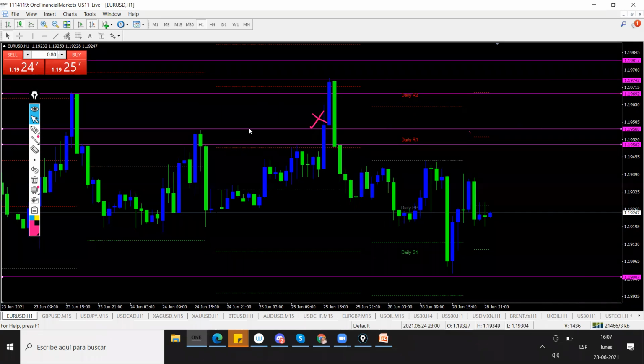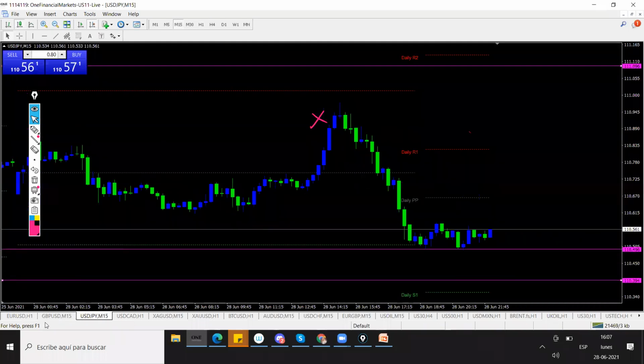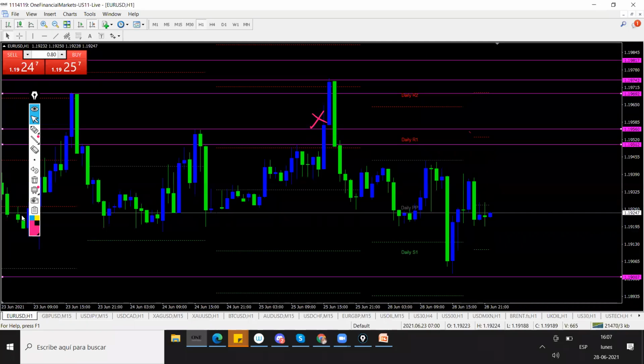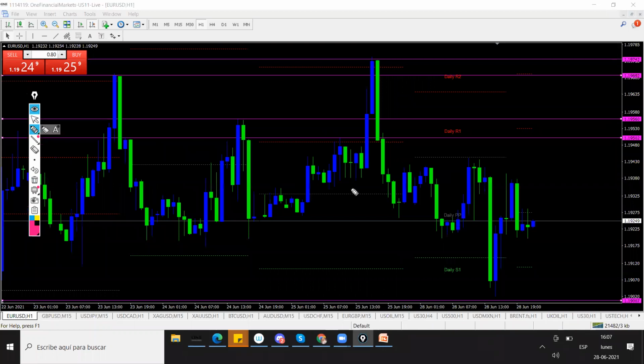I want to make sure I'm getting the premise of the equilibrium price correctly. Is it that when price moves above it, there are buyers above that price, and when it goes below it, there are sellers below that price? Or that when we go above it, there's buying pressure, and when we go below it, there's selling pressure? Yeah, you're talking about the same thing. It's the same concept. Below the equilibrium price, the market goes down and the sell pressure increases. And above the equilibrium price, the market goes up and the buy pressure increases.